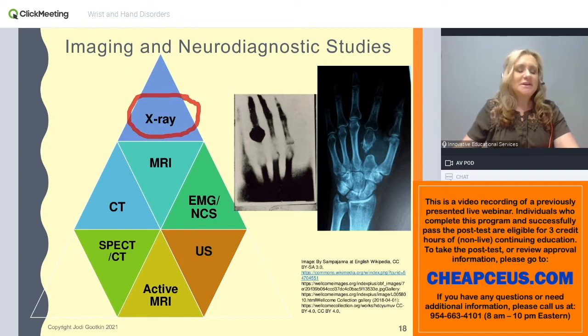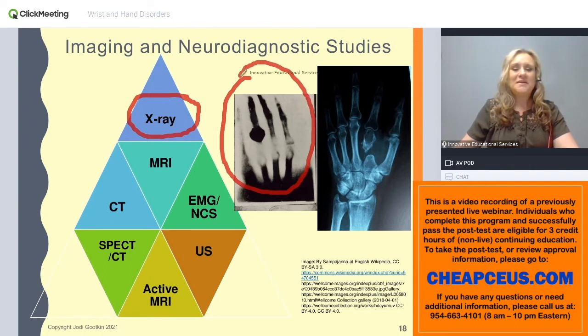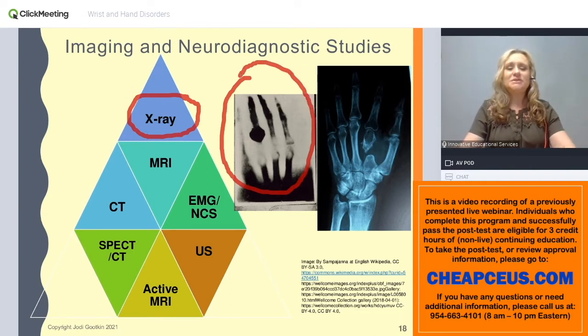History of the X-ray is that it was developed by Röntgen going all the way back to 1895. This is the first X-ray. You can see his wife's ring on her hand. This is going to allow imaging of bony structures. It was originally named X-ray, X representing the unknown.